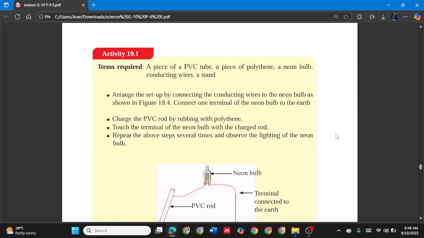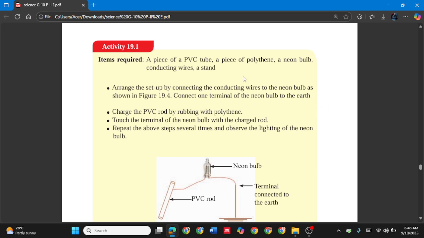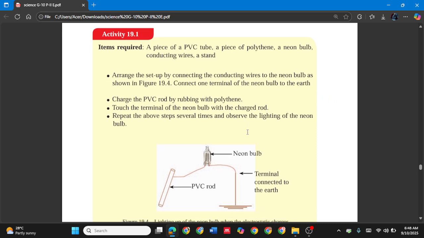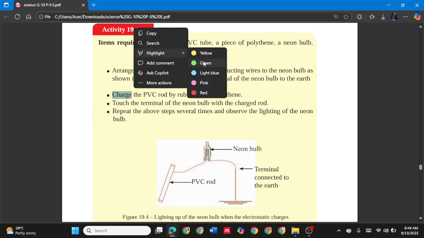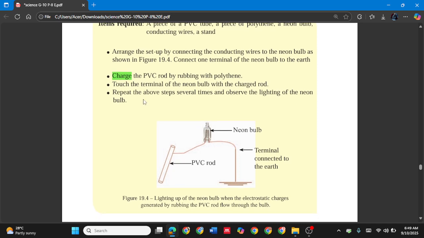Items required: piece of PVC tube, piece of polythene, neon bulb, conducting wires, stand. Arrange the setup by connecting the conducting wires to the neon bulb as shown in the figure. Here PVC tube, neon bulb, terminal connected to earth. Connect the terminal of the neon bulb to the earth. Charge the PVC rod by rubbing with polythene. Touch the terminal of the neon bulb with the charged rod.